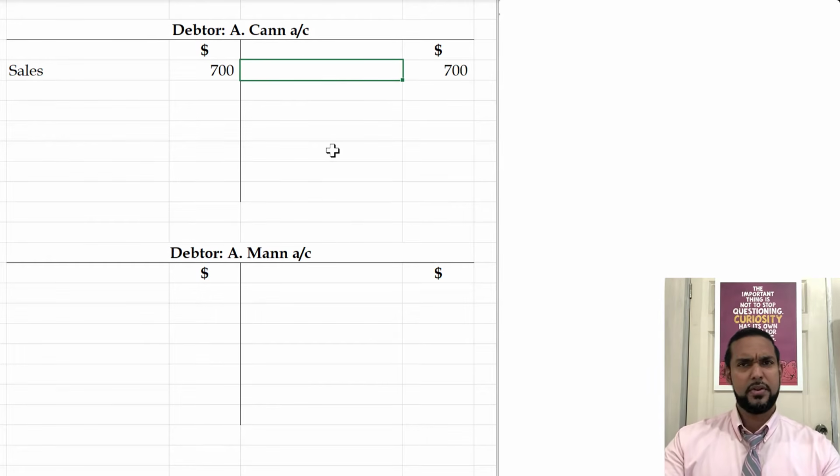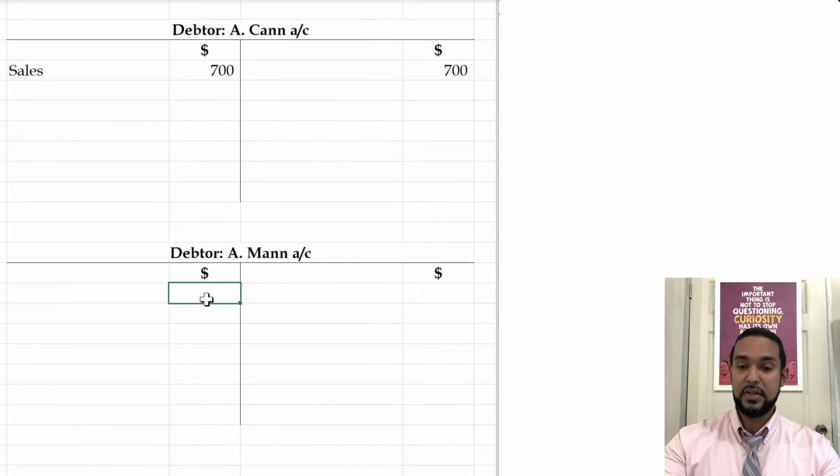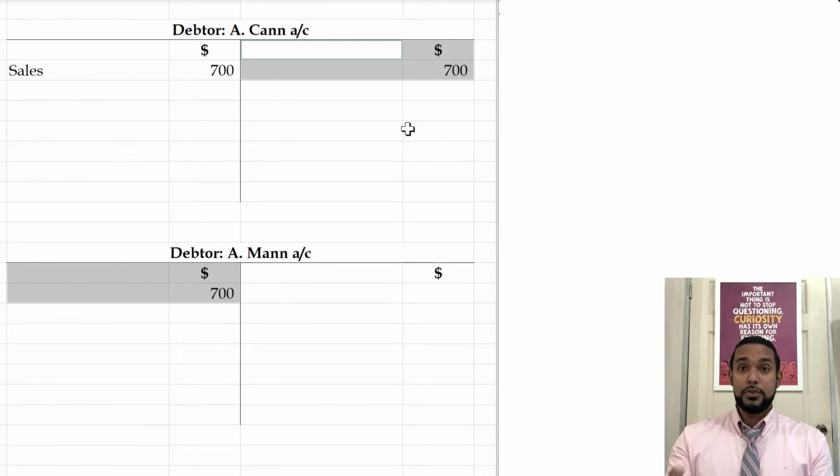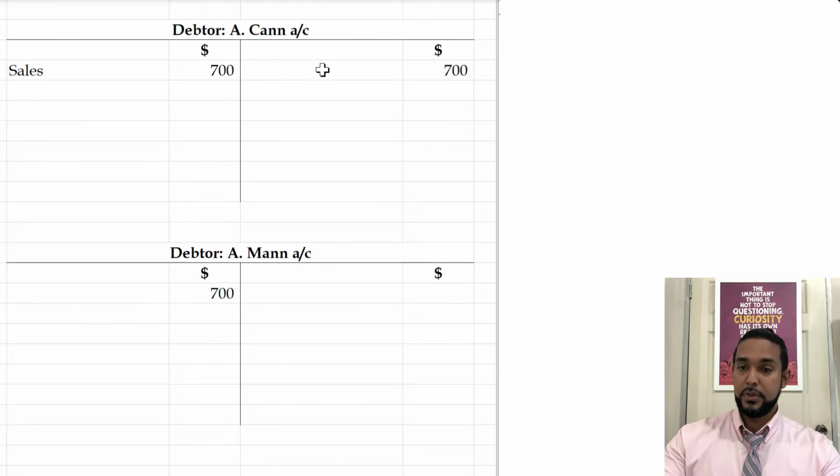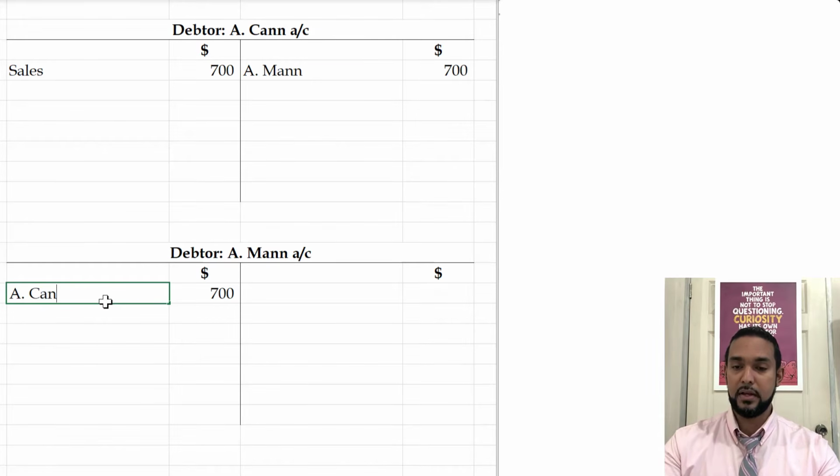Now, what other account is affected? We're not going to undo the entry in sales. That doesn't make sense. It's correct there. Where was it supposed to go? It was supposed to go to Man's account, and we were supposed to debit it there. So we have a debit entry here and a credit entry here, and those two correspond. That actually shows the transfer of 700 from A Can to A Man. So we're going to put here A Man, and here A Can.